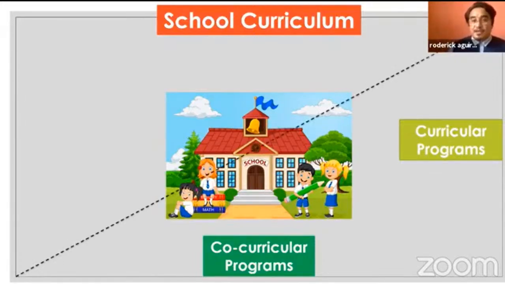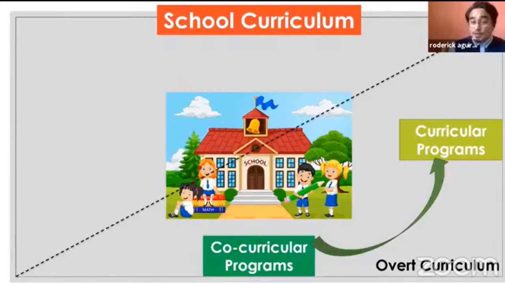Now, remember that there are two parts of a school curriculum. The two programs that we discussed, the curricular programs and the co-curricular programs, are called the overt curriculum. They are planned. The curricular programs are placed in such a manner that learners traverse through all the stages. And alongside the curricular programs, we have the co-curricular programs that support what our students are learning in the curricular programs. So it will look like that.